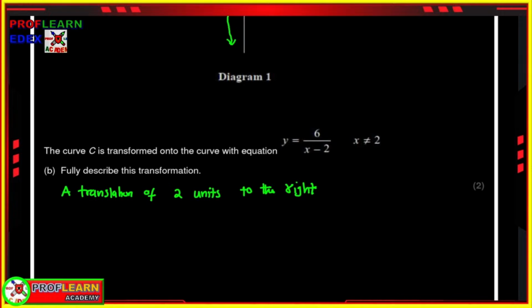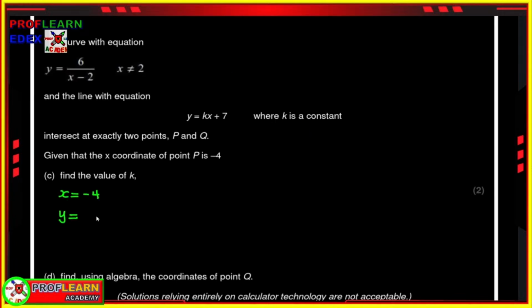Moving to the next part of the question, part C, let's see what it has for us. We are told that the curve with equation y equals 6 over x minus 2 and the line with the equation y equals kx plus 7 intersect at exactly 2 points, P and Q. So if they are intersecting at 2 points, we are going to start thinking about the discriminant. Given that the x coordinate of P is -4, find the value of k.